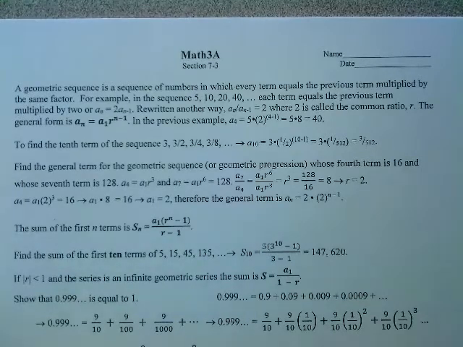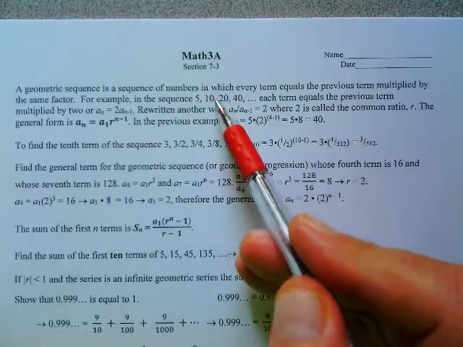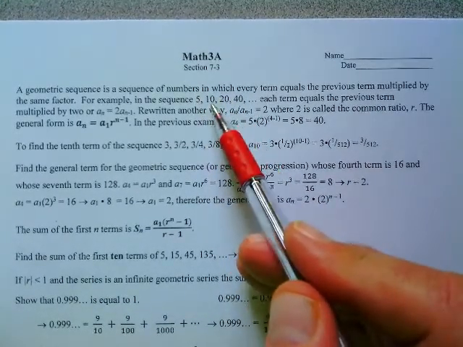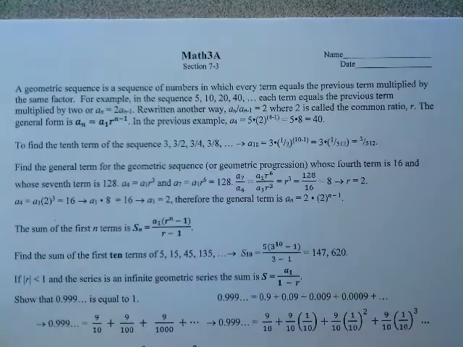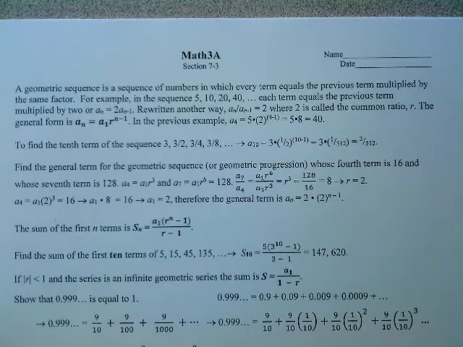For example, in the sequence 5, 10, 20, 40, each term equals the previous term multiplied by 2. So if you took any term and divided it by the previous term, you would get 2. 10 divided by 5 is 2. 20 divided by 10 is 2. 40 divided by 20 is 2. So it has a common ratio.